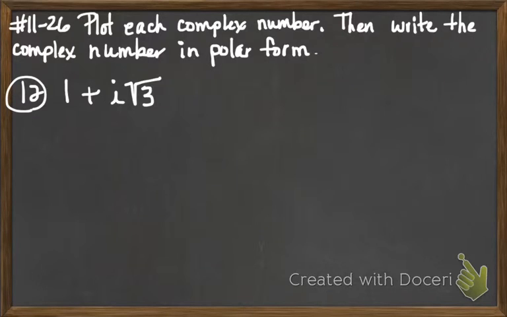All right, so in the second set of directions, there's only 2 set of directions for tonight's assignment. They're going to ask you to plot the complex number. We've already gone over that. Then write the complex number in polar form. We'll have to talk about the polar form.